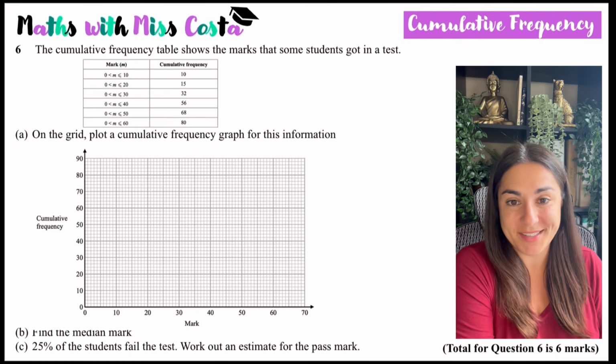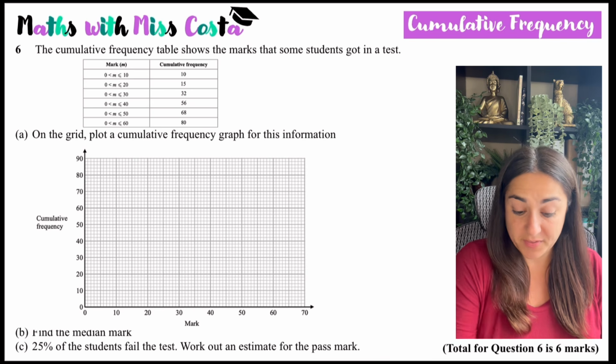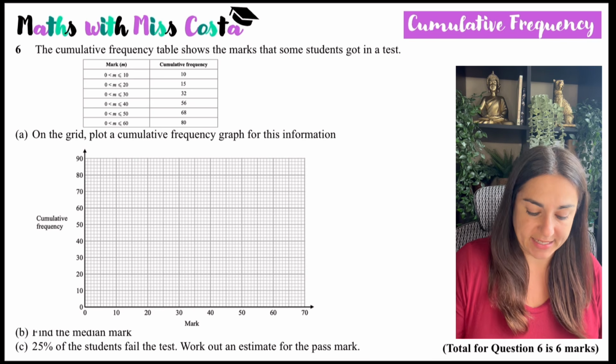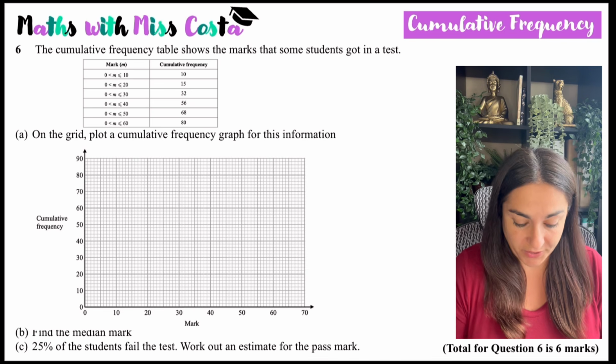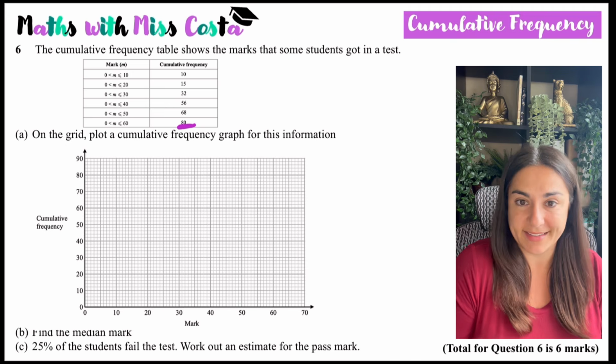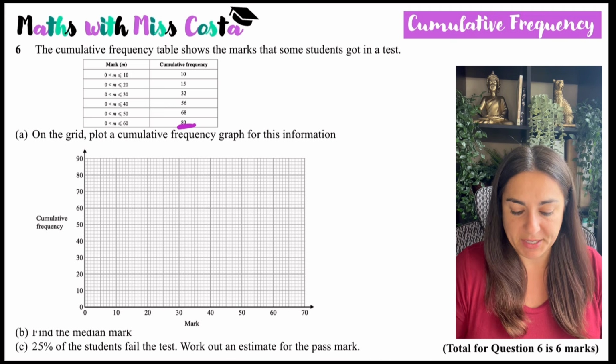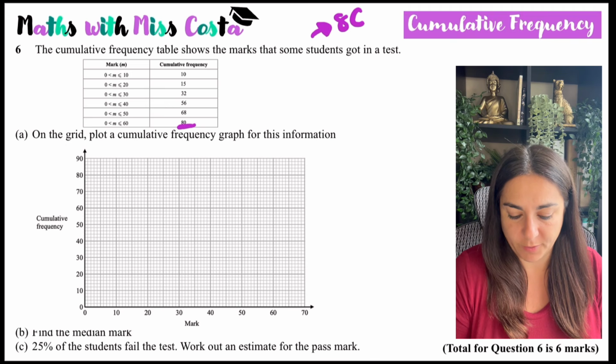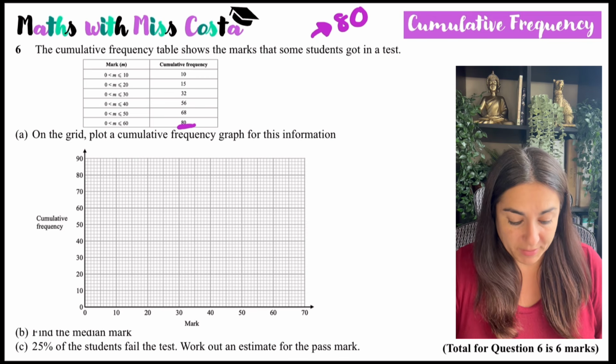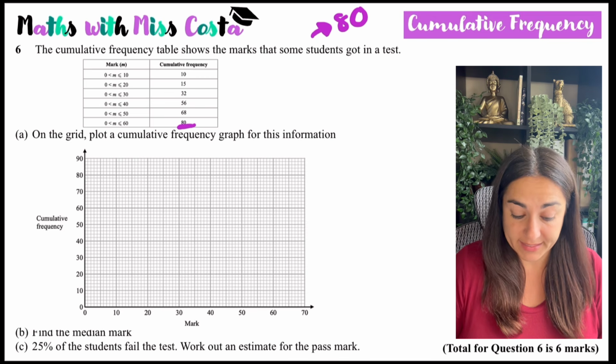Okay, next I've got a cumulative frequency graph. I'm told that the table shows the marks that some students got in a test. I can always figure out what the total is because the cumulative frequency tells me what everything adds up to. So I know that there are 80 students involved. And I'm asked to plot a cumulative frequency graph for this information.